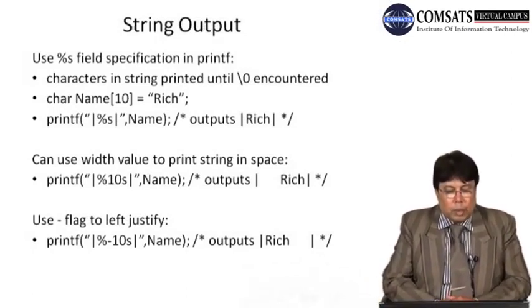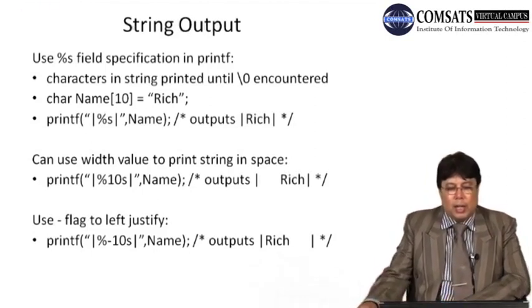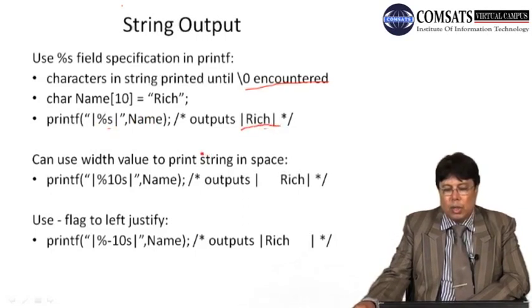Okay, some more interesting examples, and here you see that percentage field specifier in the printf, and you can say the characters in the string are printed until null is encountered. So we have initialized name as this one. Then printf percentage name, we are reading it from here and it will output, दोनों के बीच में it will place this percentage, so it will output this range.